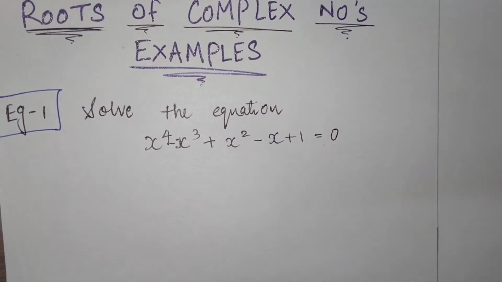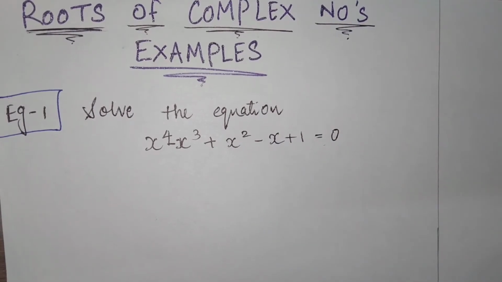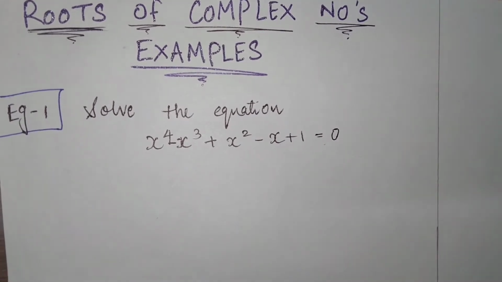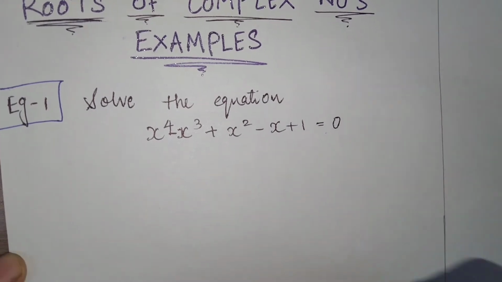Hello everyone. So in today's lecture we will continue with the examples of roots of complex numbers. Example 1. Solve the equation x^4 minus x^3 plus x^2 minus x plus 1 equal to 0 is given. Okay. So how can we solve it?